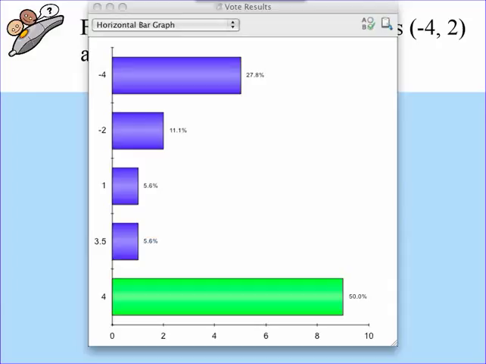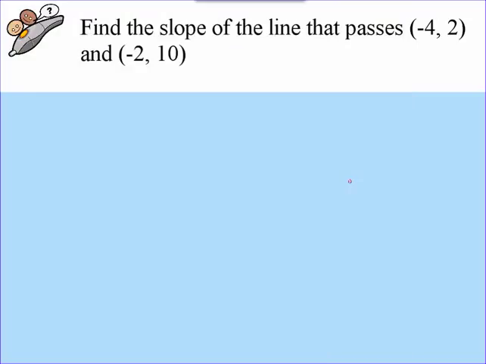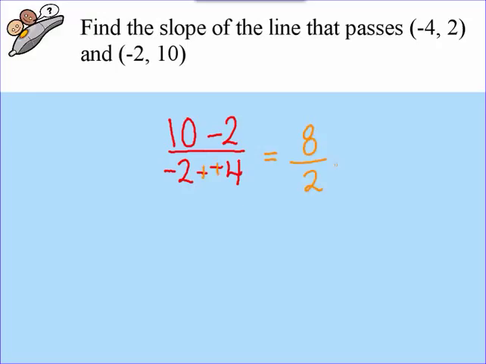So our answer is 4. Okay, so let's go ahead and look. In this one, I should have 10 minus 2 over negative 2 minus negative 4. If I take 10 minus 2, I get 8, divided by 2, since two negatives make a positive, so your answer should be 4. A student says they did 2 minus 10 over negative 4 minus negative 2.